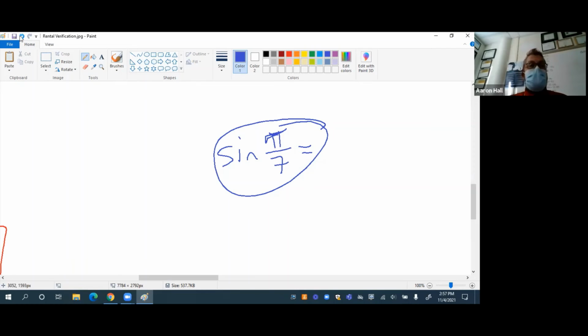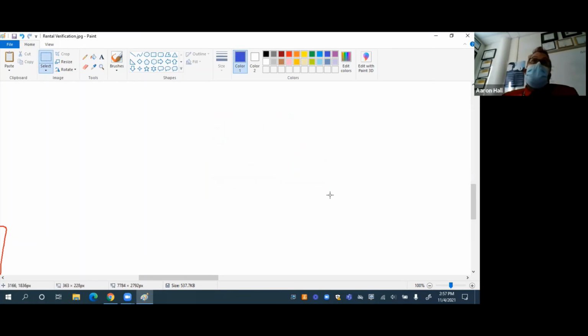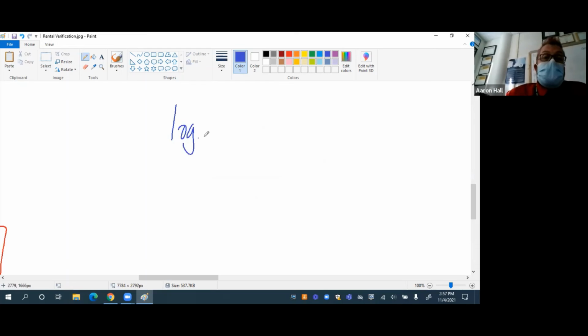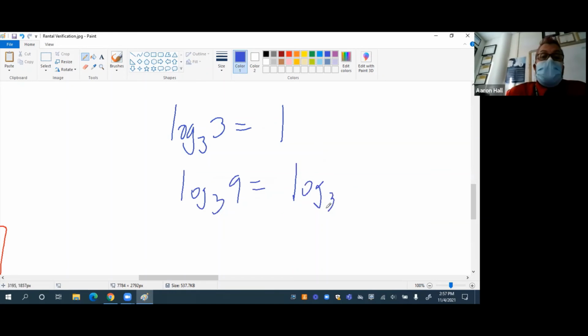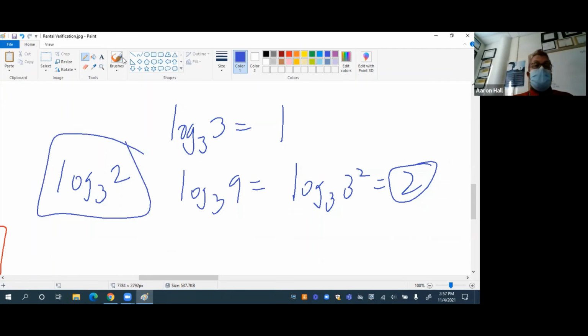Okay, we need to move on to the calculus. Same with logarithms, unless it's something basic like log base 3 of 3, which is 1, or log base 3 of 9, which is log base 3 of 3 squared, which would be 2. We can't figure out log base 3 of 2 without a calculator, because these were also made into tables by mathematicians for us.